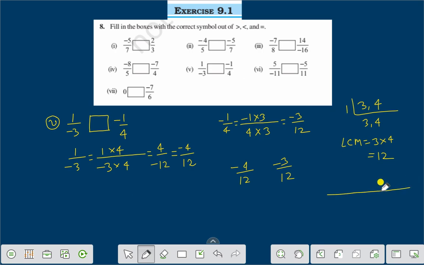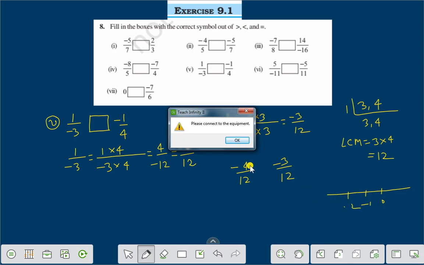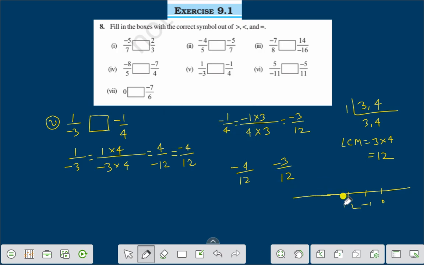In a number line, we know that this is 0, this is minus 1, minus 2, minus 3, and minus 4. The number which is on the right side of another number is greater. That means minus 3 is greater than minus 4, minus 2 is greater than minus 3, minus 1 is greater than minus 2. Therefore, minus 4 by 12 is less than minus 3 by 12. So 1 by minus 3 is less than minus 1 by 4. This is question number 5.